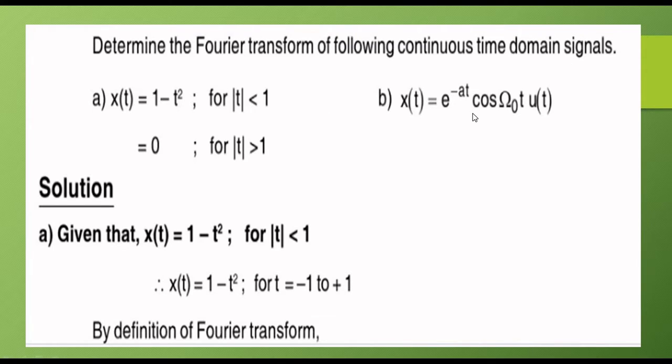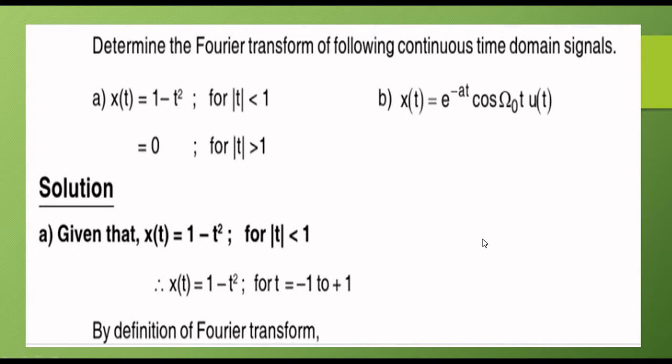There are two questions here, and I'll be solving one for you in this particular video. x of t is equal to 1 minus t square for modulus of t less than 1, 0 for modulus of t greater than 1. So we will pick this question A first, and we will try to apply the Fourier transform.